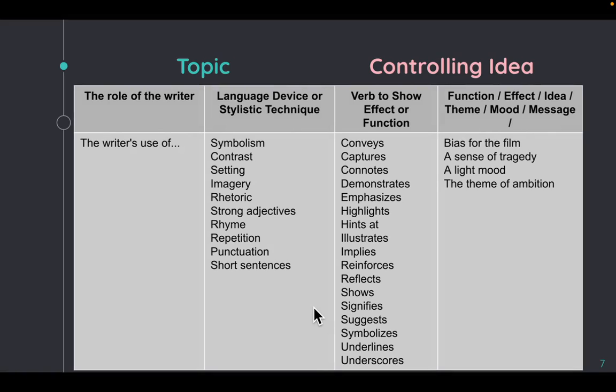All right, I have a little table here in the slides that you can get on Google Classroom, or you can ask me for it. That's okay too. I have a little topic sentence creation machine here. I usually like to start with the role of the writer, or the reader, making them active in the sentence. The stylistic device or technique, a verb to show effect. This is probably the most important part here. Students tend to overuse this word, shows. So expand your vocabulary, show me the sophistication of your writing, and then the function or the effect, the so what over here.